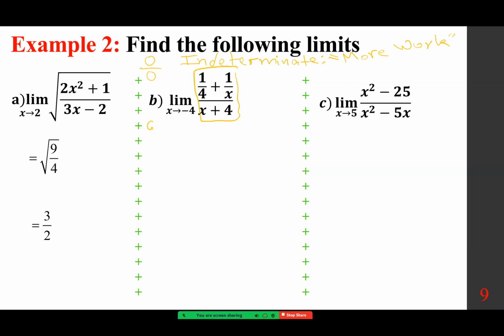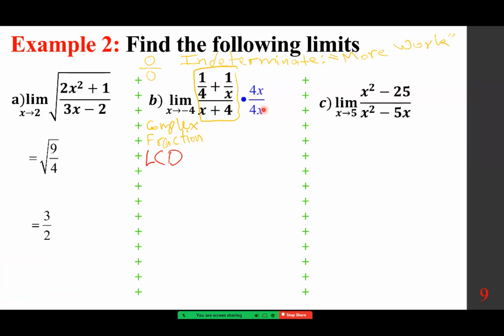This is a complex fraction. The basic definition of a complex fraction is a fraction within a fraction. The technique for a complex fraction is LCD, the least common denominator. You have one fraction here, 1/4. You have the second fraction here, 1 over x, and 4x is the LCD. I'm going to multiply by 4x and divide by 4x.